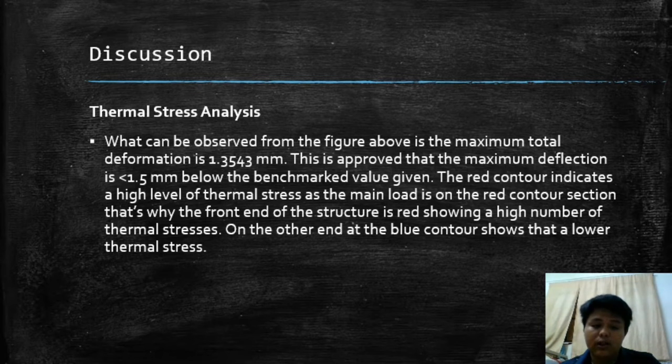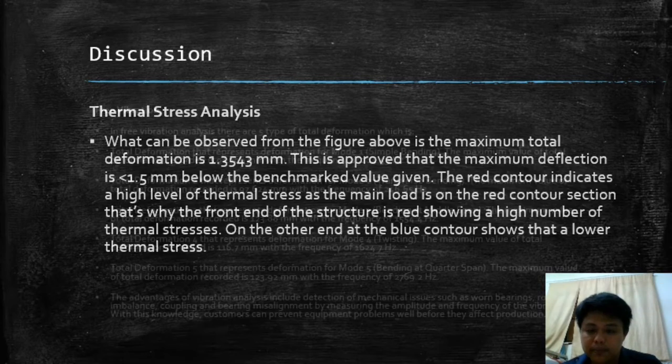The red contour in the figure indicates a high level of thermal stress as the main load is the red contour section. That's why the front end of the structure is red, showing a high number of thermal stresses. On the other end, the blue contour shows that a lower thermal stress is present.